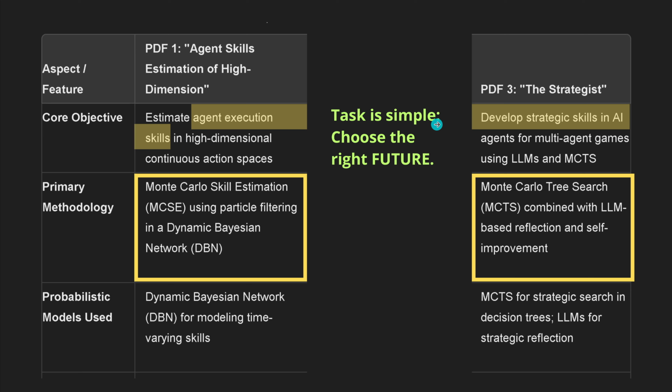So the task is simple. We just have, or the AI just has to choose the right future with the highest probability of success for a particular task. And the AI just has to go in a 1000 dimensional probability space and just calculate the right path to the future that I provide in my task. Find the solution, find the path forward.